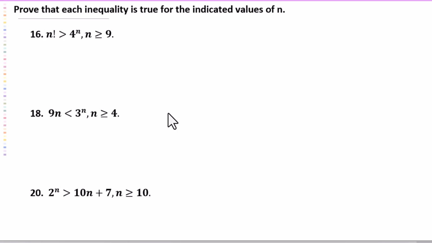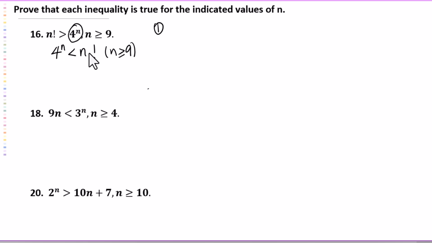This video is about math induction for inequalities. N factorial greater than 4 to the nth power, n greater than or equal to 9. Normally, we always put exponential form first. So we want to prove 4 to the nth power less than n factorial for n greater than or equal to 9.